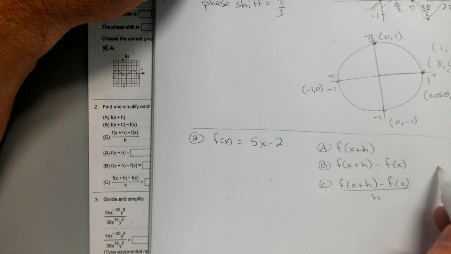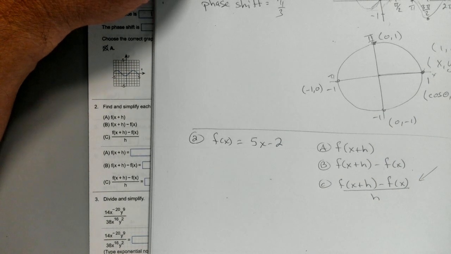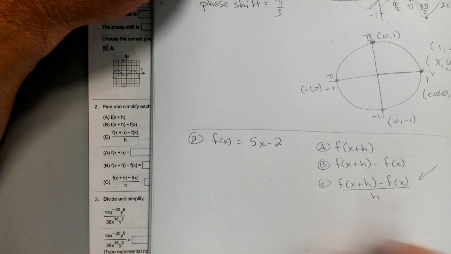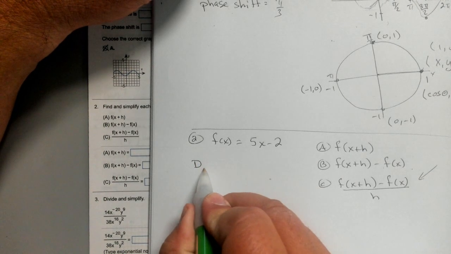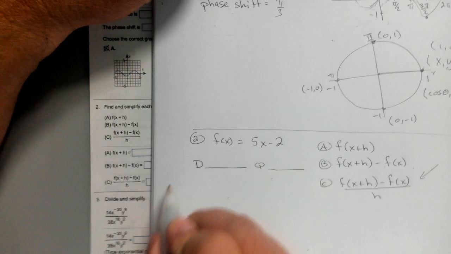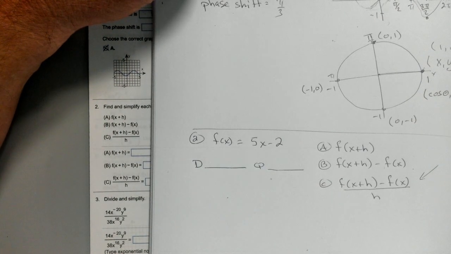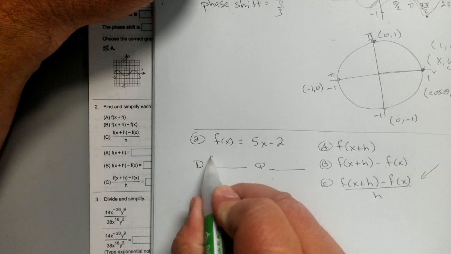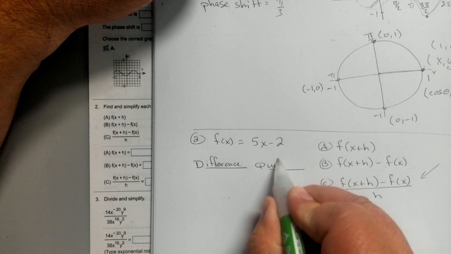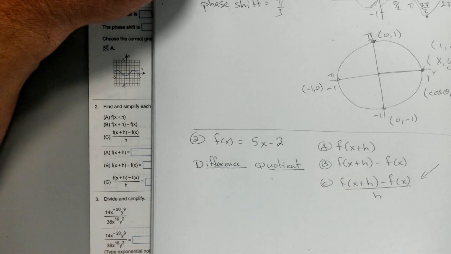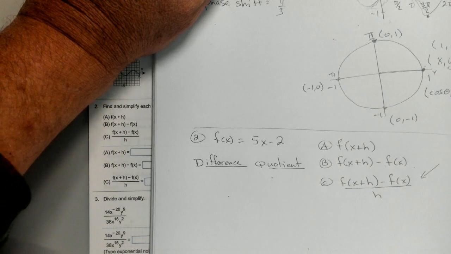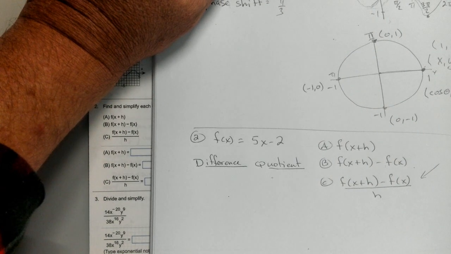Does anybody remember what this is called from algebra? I'll give you the initials. Very good. I was going to put the hangman's up there, but yes. It's the difference quotient. That's going to be our starting point for the calculus part.